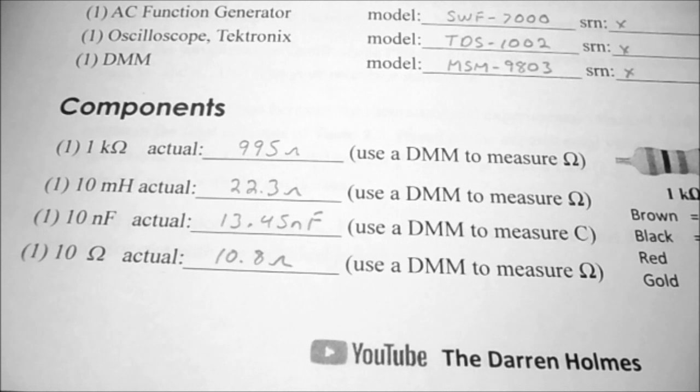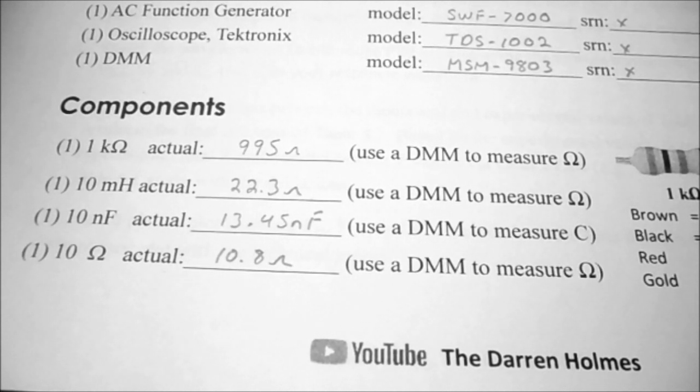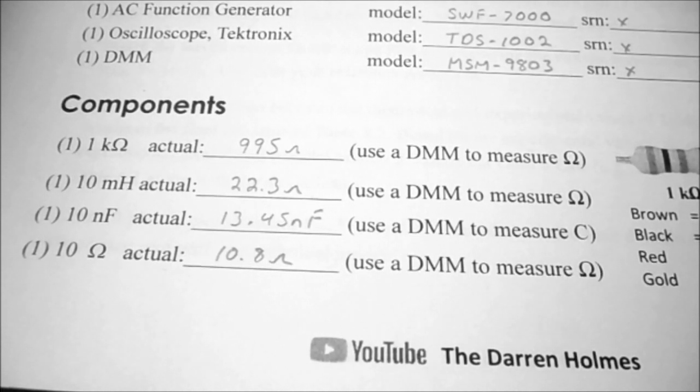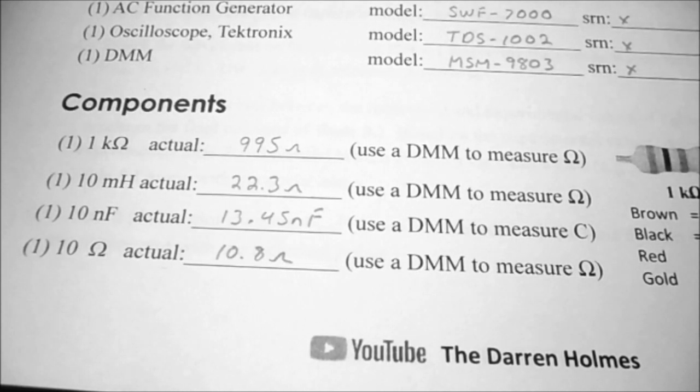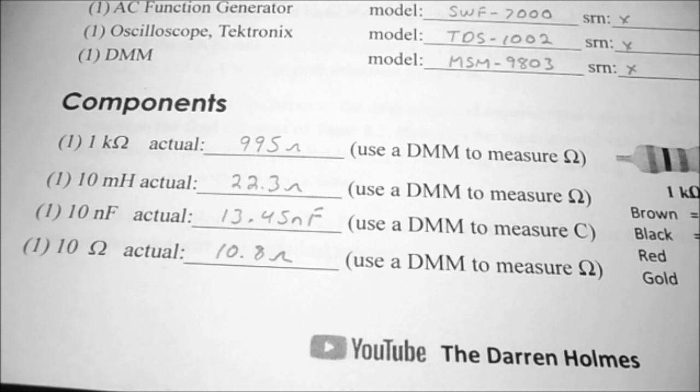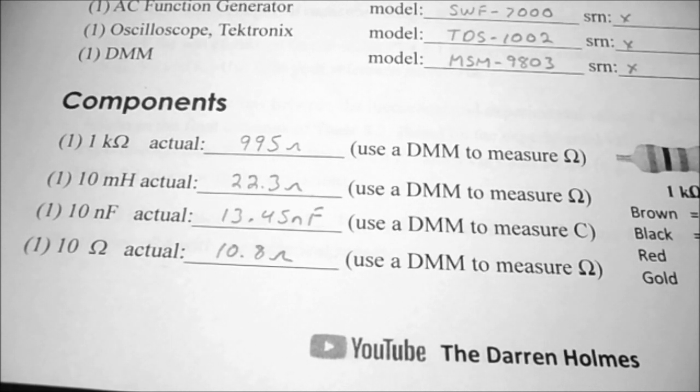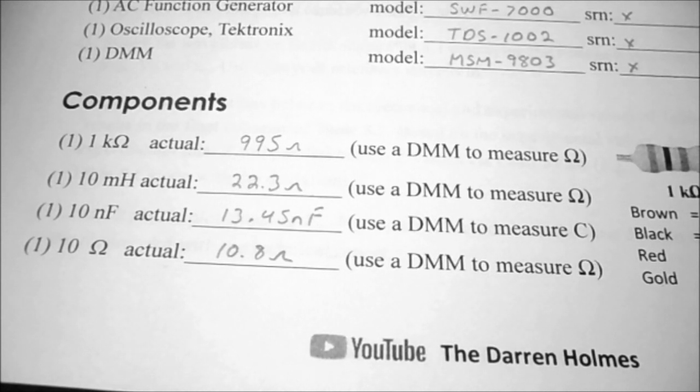Now I've gone ahead and checked my components to make sure I have the correct ones. You can see my 1K is 995 ohms. My 10 millihenry inductor is 22.3 ohms. My 10 nanofarad capacitor came out to 13.45 nanofarads, and my 10 ohm resistor was 10.8 ohms.